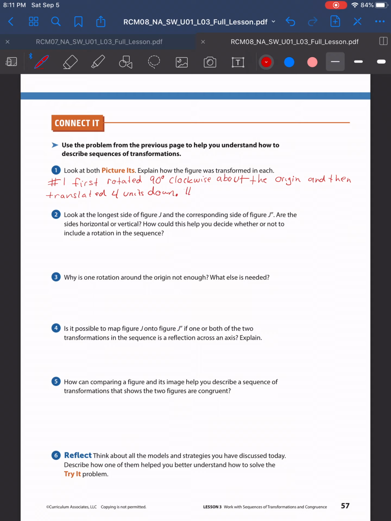Okay, now number 2: translated 4 units right and then rotated 90 degrees about the origin.